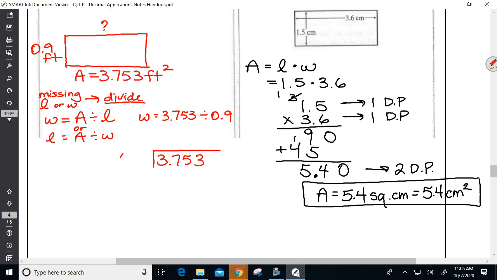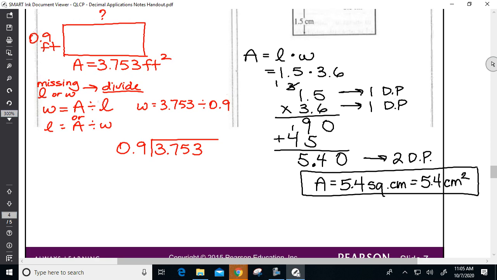3.753 and 0.9. So, can I start dividing? You have to make the 0.9 a 9. Make the 0.9 a 9. What else do I gotta do? Move the decimal on both sides. So move the decimal on the other side, 37.53.